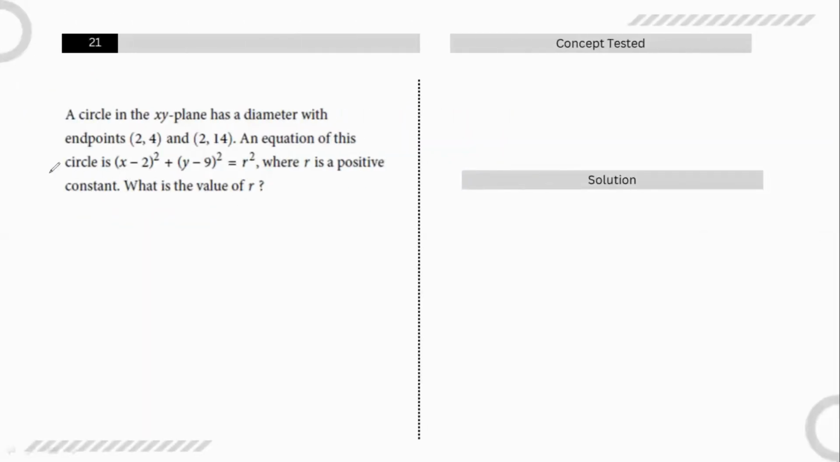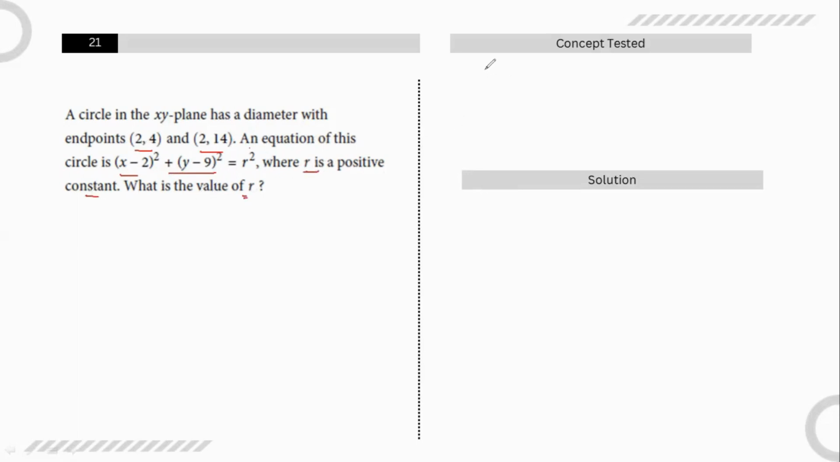Okay, now starting with the 21st question, it says that a circle in the xy-plane has a diameter with the endpoints (2, 4) and (2, 14). An equation of this circle is (x minus 2) whole square plus (y minus 9) whole square is equal to r square. R is a positive constant. What's the value of r?